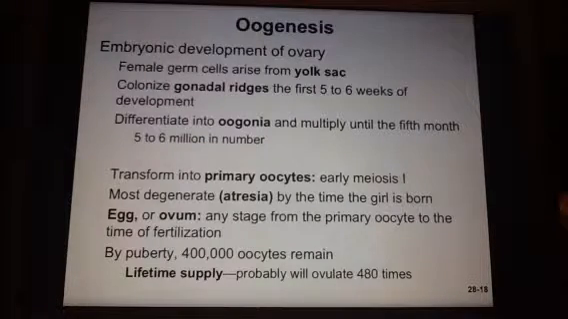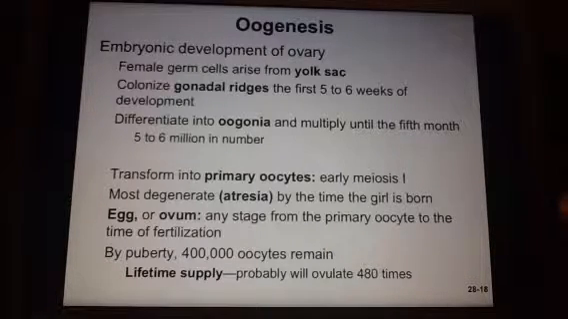So let's focus on how oogenesis starts in embryonic development. The germ cells are going to arise from the yolk sac during embryonic development, and we are going to see those same ridges that we talked about in the male video. Those ridges are going to differentiate into oogonia, and they will multiply until the 5th month, up to 5 to 6 million oogonia, and they are going to transform into primary oocytes.